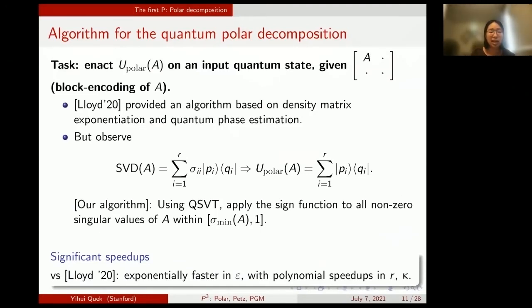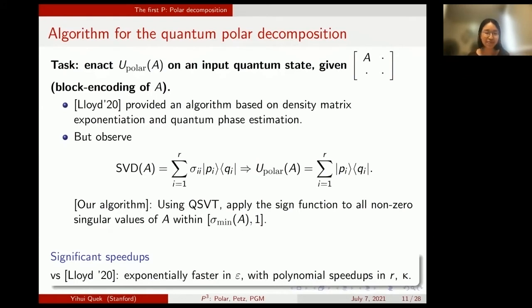So the task that we want to do is to enact the polar unitary of A on an input quantum state. Let's say that we're also given a block encoded A. Then in a paper last year, Seth Lloyd and collaborators proposed an algorithm for implementing the polar decomposition that's based on several classical techniques, namely density matrix exponentiation and quantum phase estimation.